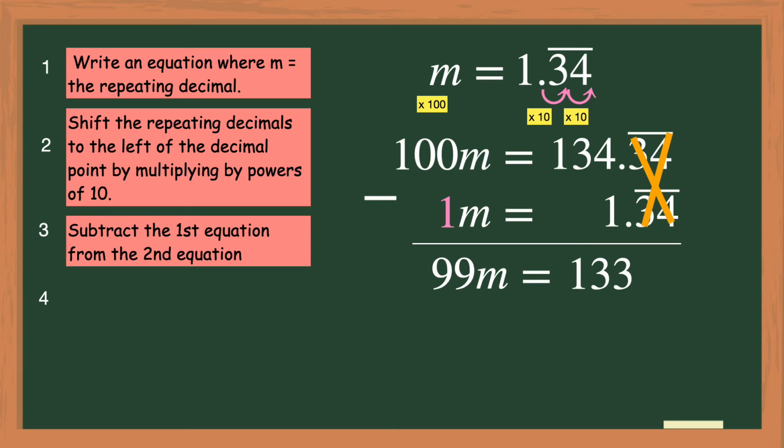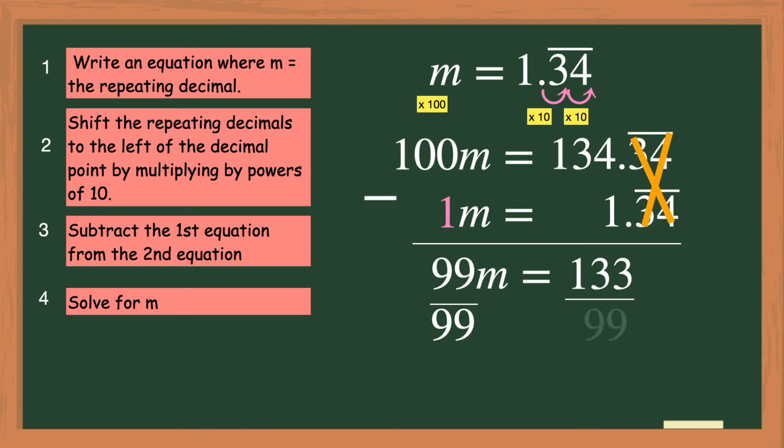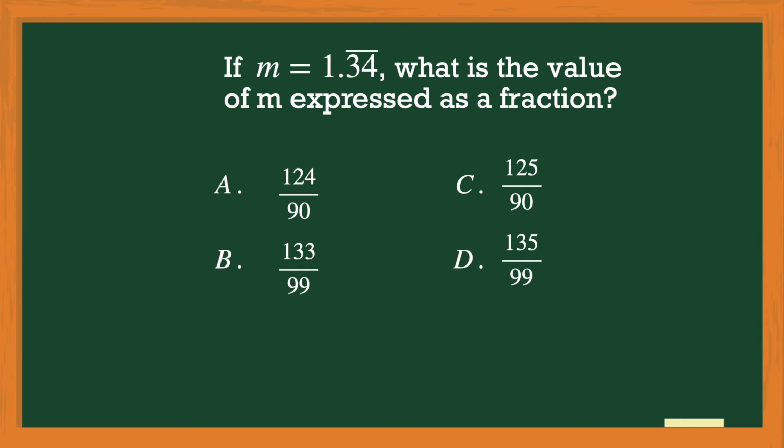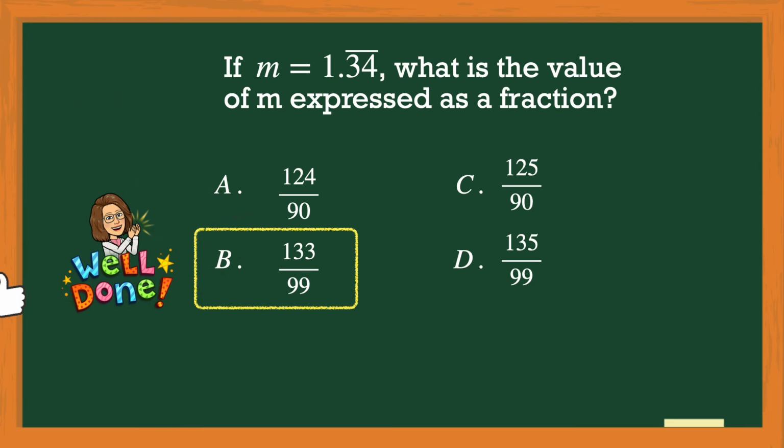The fourth and last step is to solve for m. To do this, we need to divide each side by 99. The 99s here will cancel each other out, leaving a fraction of 133 over 99. So the repeating decimal of 1.34 expressed as a fraction is 133 over 99. Looking back at the original question, I see that choice B is the correct answer.